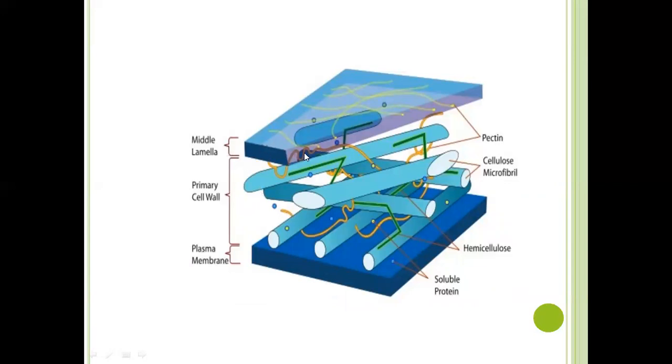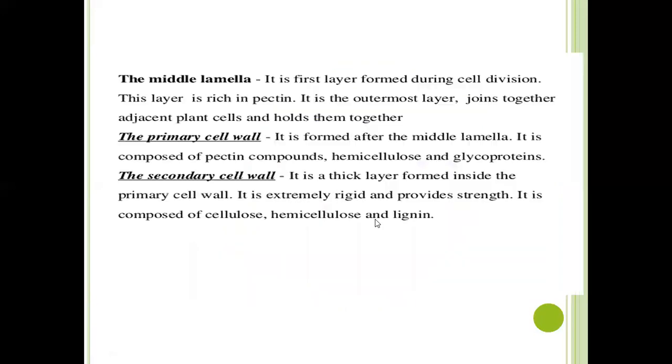Middle lamella, primary cell wall, and this is the tubular structure, that is plasmodesmata. This wiry structure we call pectin. These are the cellulose microfibrils. This is the hemicellulose structure, and these are the soluble proteins.